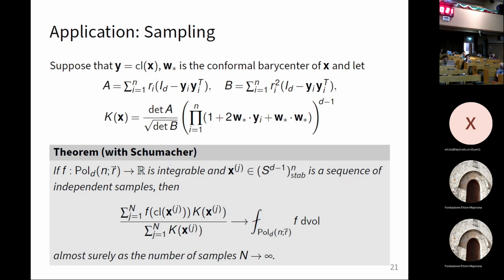If you knew these two matrices, you could take the ratio of their determinants. Notice that I have to take the square root of the determinant below to get the units right, because this scales with R squared. So I have to take the square root to compare to the determinant of A, which scales with R. And then I multiply by this term, which is a product of things involving the relationship between the conformal barycenter and the edges of the closed polygon. So this is a perfectly explicit product that can be done in O(n) time.